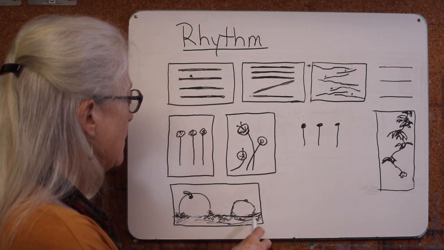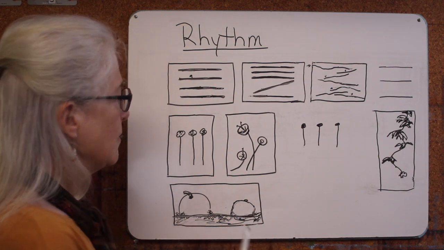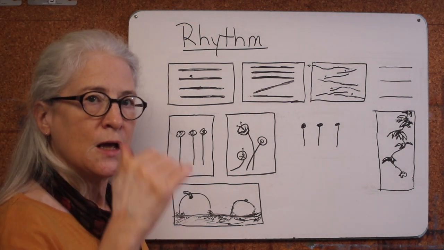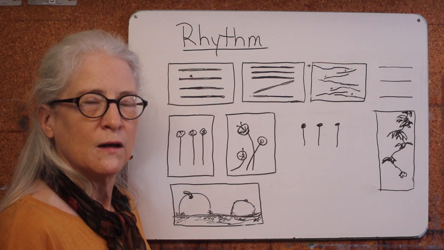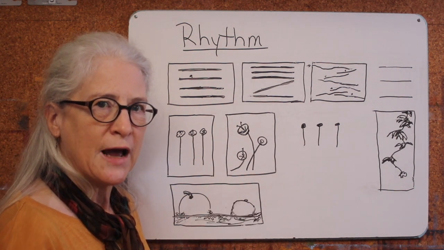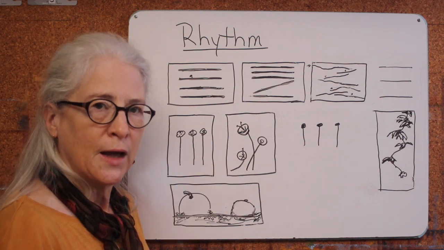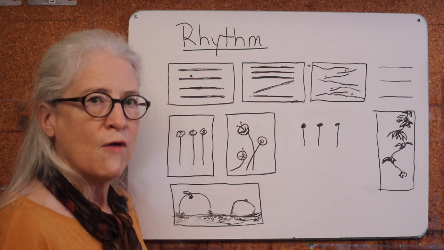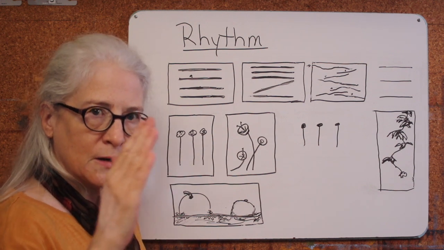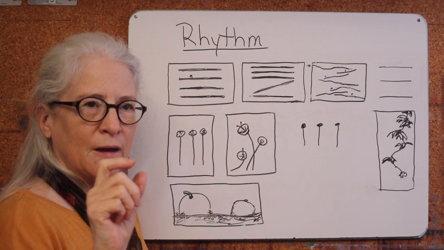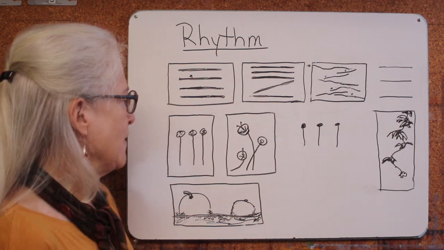So this is where you're paying attention to the positive and negative shapes. And rhythm doesn't have to be something huge between the shapes. It can be just something as simple as having leaves coming up and going down, but in an interesting manner rather than having them very, very formal and spaced evenly together.